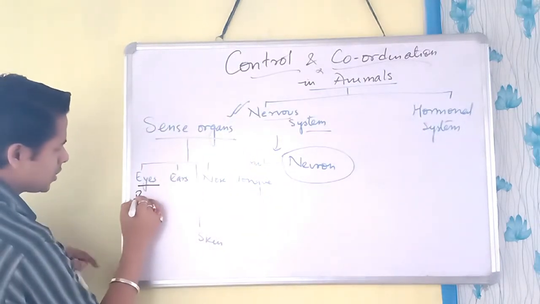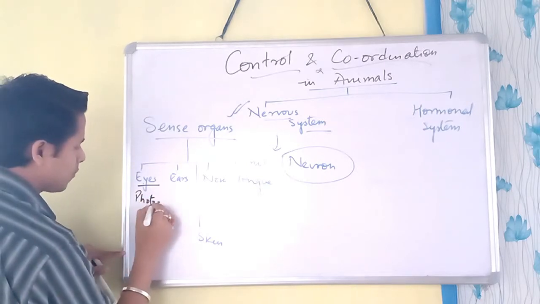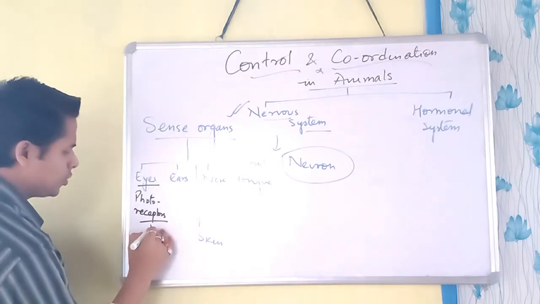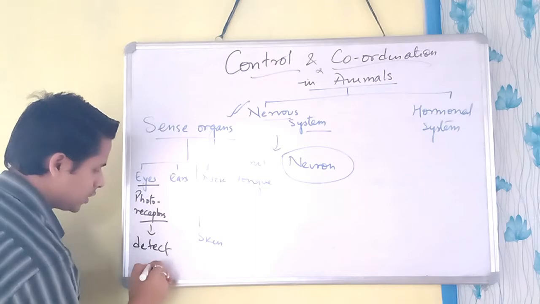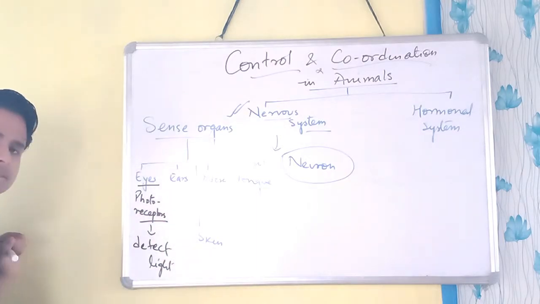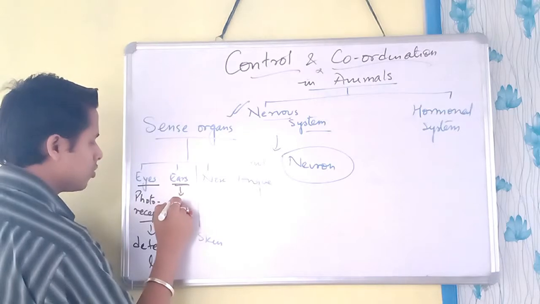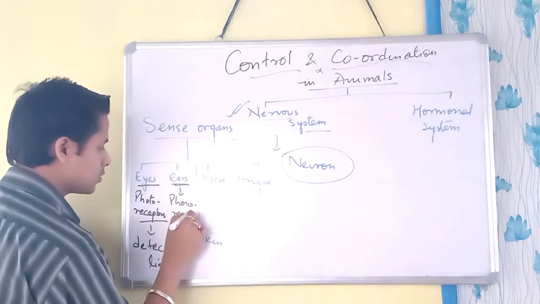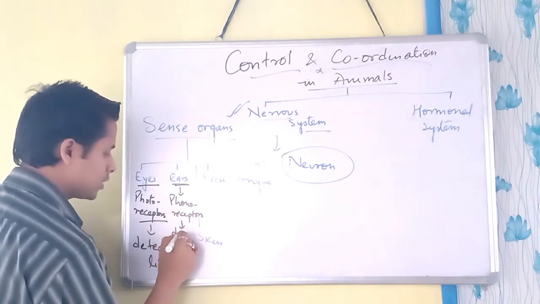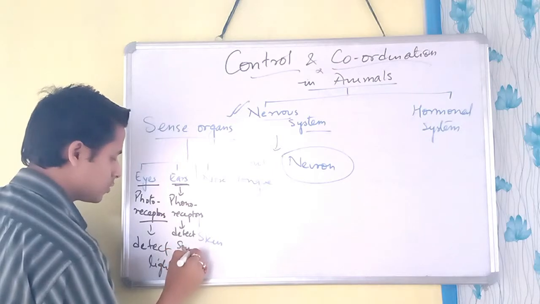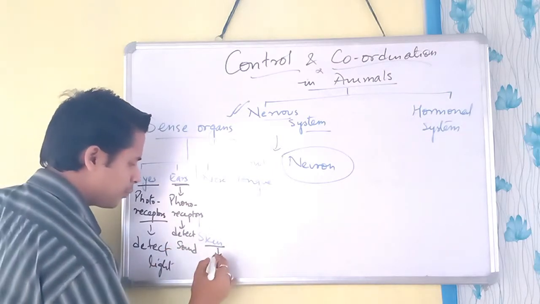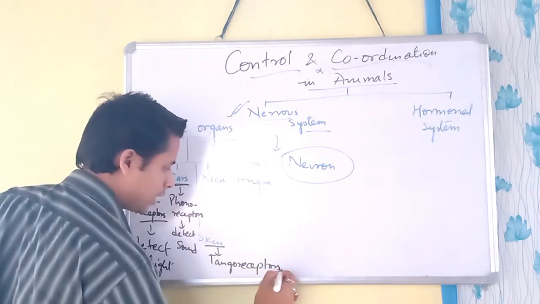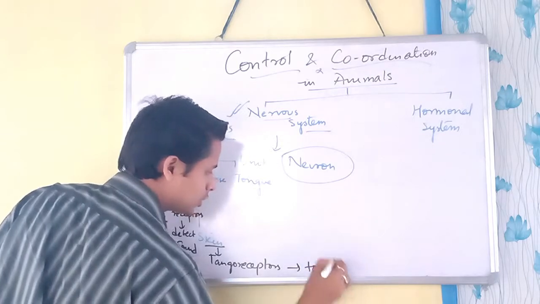For example, the eyes have receptors known as photoreceptors. What do photoreceptors do? They detect light. The ears have phonoreceptors. What do they do? They detect sound. The skin has tangoreceptors, and they detect touch, right?